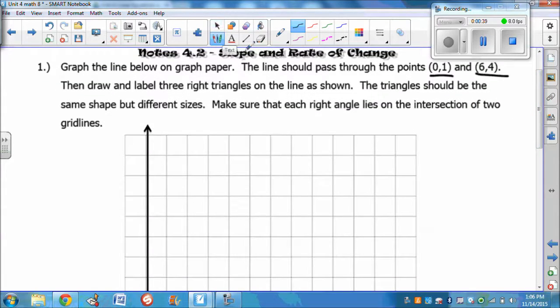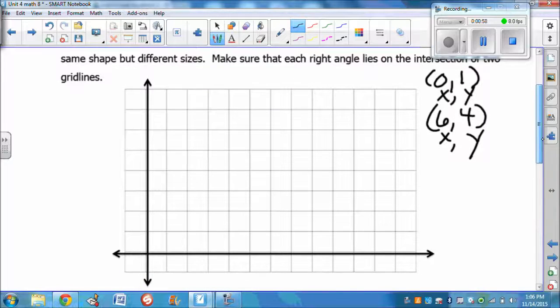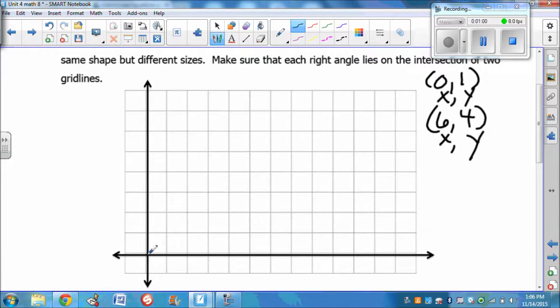So, let's plot these 2 points, (0, 1) and (6, 4). We know that the first number is x, the second number is y, and the x is your left and right movement, and the y is like the y in the sky, that's your up and down movement. So (0, 1) is right here, and I'm going to label that. We didn't move left or right any, but we moved up 1. And (6, 4): 1, 2, 3, 4, 5, 6, then 1, 2, 3, 4. So right 6 and up 4.